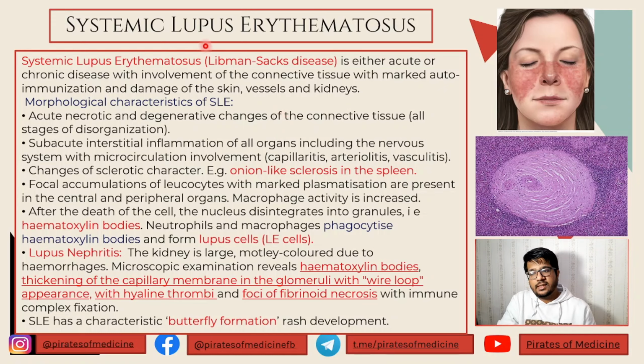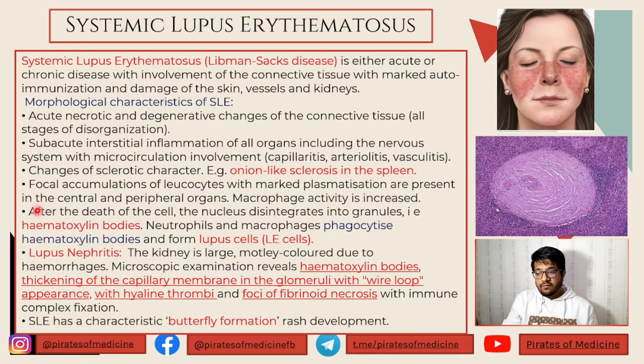First of all, you can see acute necrotic changes of the connective tissue, because we just said that it involves connective tissue changes. Other than that, we have interstitial inflammation of organs, because you should know that the interstitial part of all organs is made up of connective tissue. So obviously, if connective tissue is undergoing degeneration, then the interstitial parts of the organ will be inflamed. Then we have changes of sclerotic character, for example this classical onion-like sclerosis which is seen in the spleen.